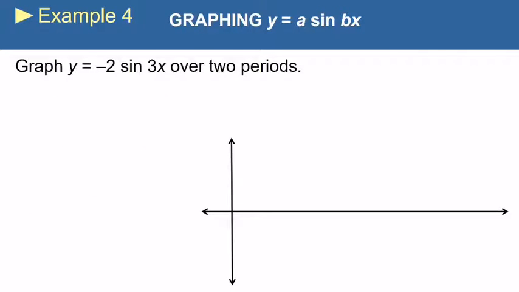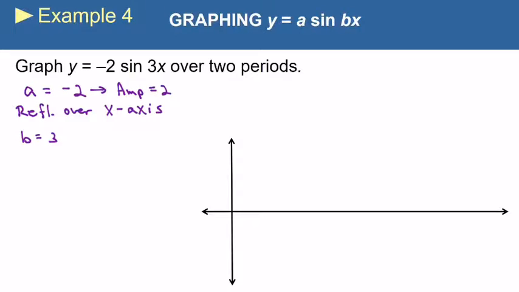Now let's look at example 4. We're going to graph y equals -2 sine of 3x over 2 periods. And we'll start by analyzing a. So a is -2, and that means amplitude is 2. Remember, amplitude is always positive. Okay, now the negative on our a means that we have a reflection over the x-axis. Remember, it's like a flip. So it's going to be upside down.